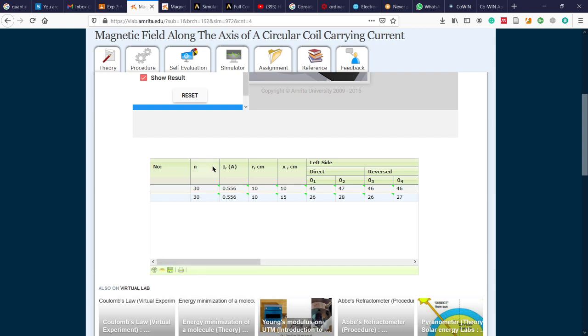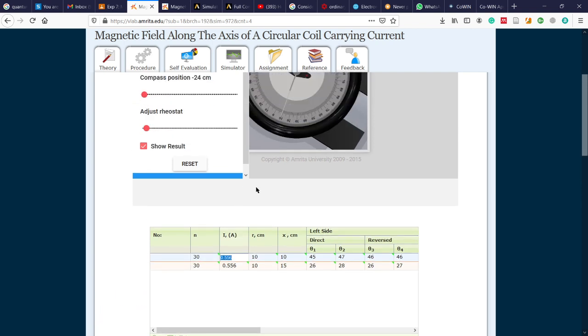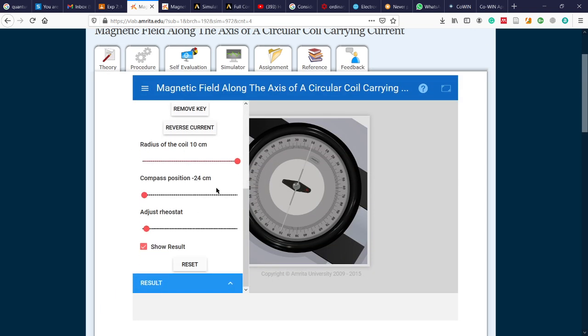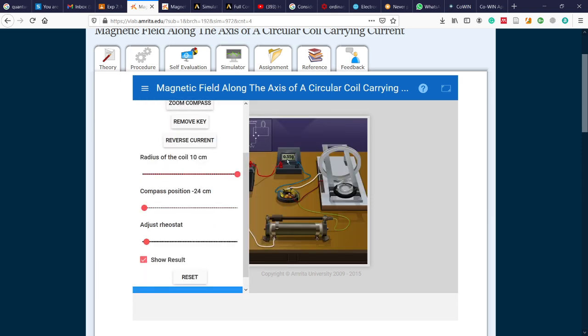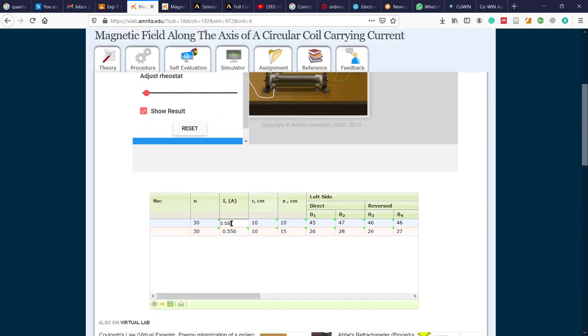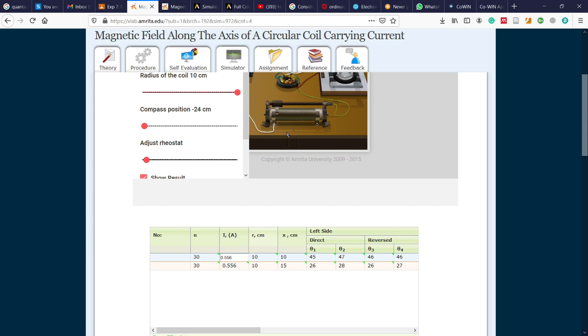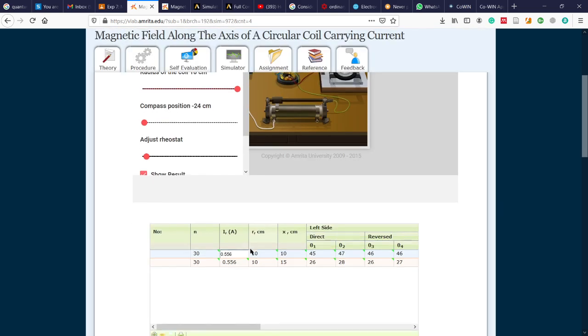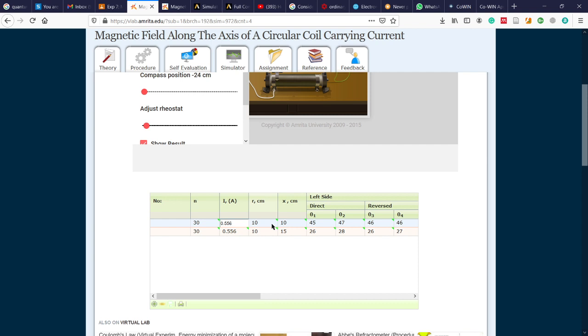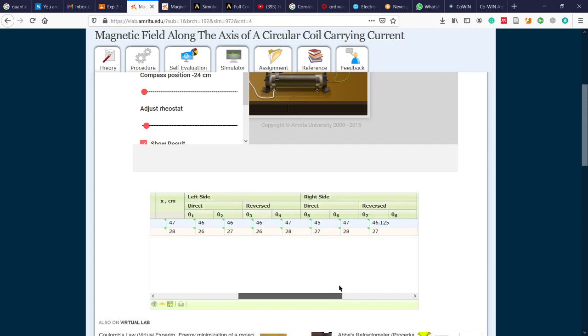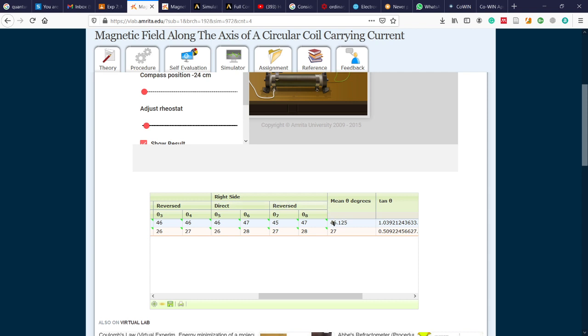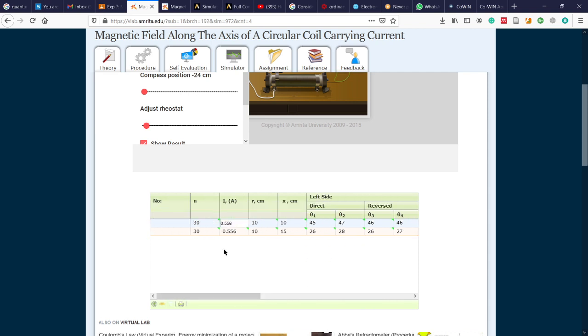For example, this is for n equals 30, and I have kept the current, by adjusting this rheostat, at 0.556 ampere, as given here. The r is the radius of the circular loop, which I kept at 10 centimeter, the highest. So x is 10 here. For the left side it is direct, and for the right side it is direct and reverse also. So the thing is how to take the data.